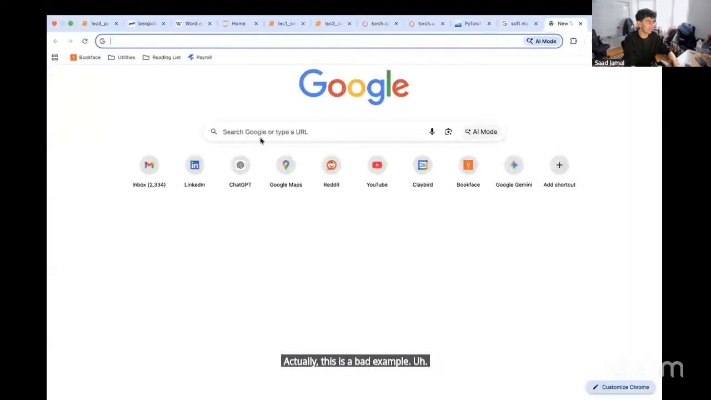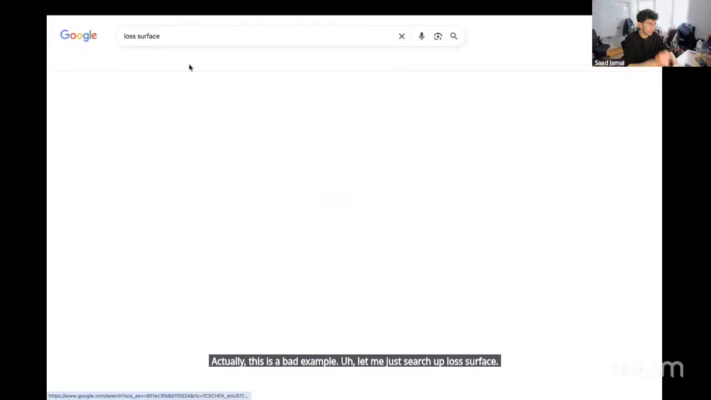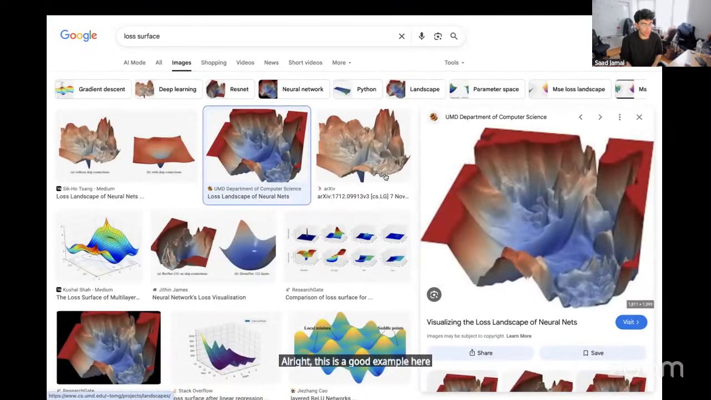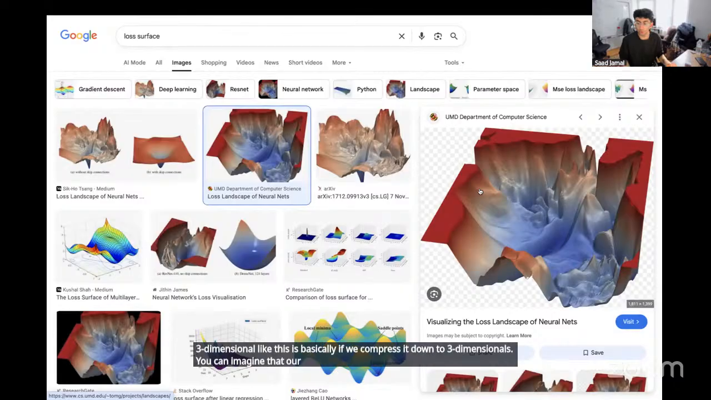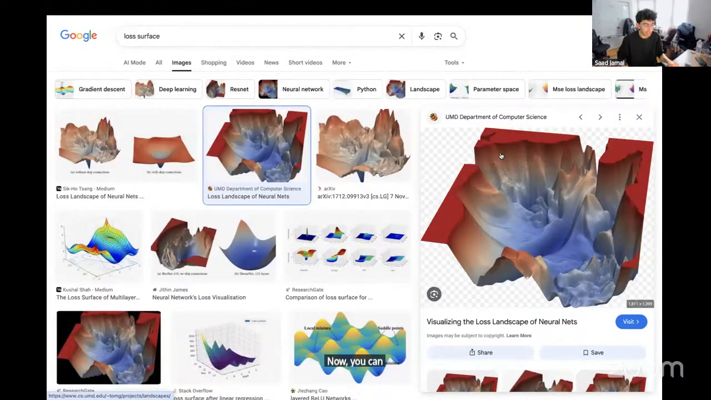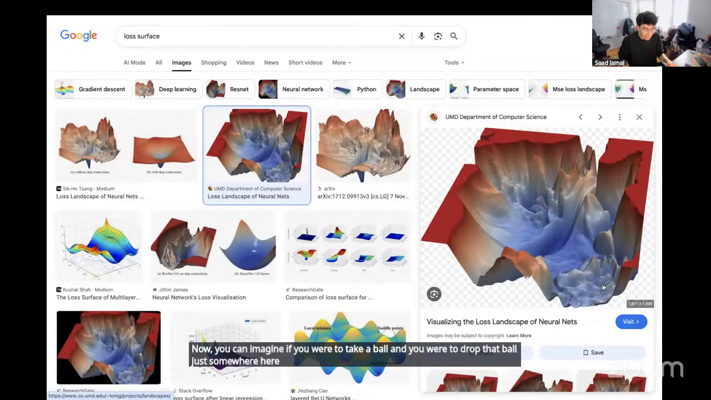Let me just search up loss surface. All right, this is a good example here. This is what loss surfaces look like in three dimensions, if we compress it down to three dimensions. You can imagine that our loss is a point on this three-dimensional loss surface. And what gradient descent is doing is calculating the gradient, which is the direction of steepest descent. Now you can imagine if you were to take a ball and drop it somewhere here, then you might end up in these local ridges or valleys. That's called a local minima. And even if you did gradient descent, you wouldn't be able to decrease your loss any more than that.